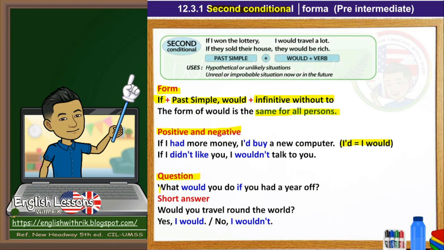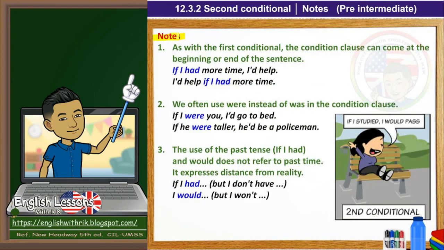Question. What would you do if you had a year off? Short answer. Would you travel round the world? Yes, I would. Or? No, I wouldn't. Notes. As with the first conditional, the condition clause can come at the beginning or end of the sentence. If I had more time, I'd help. I'd help if I had more time.